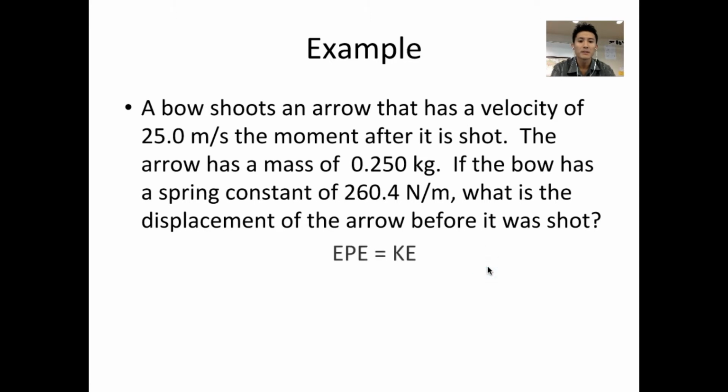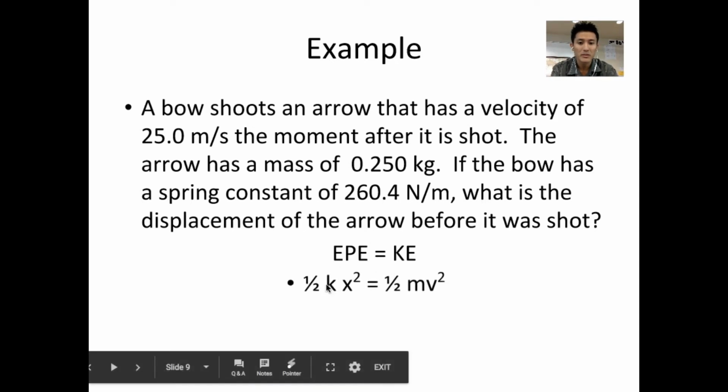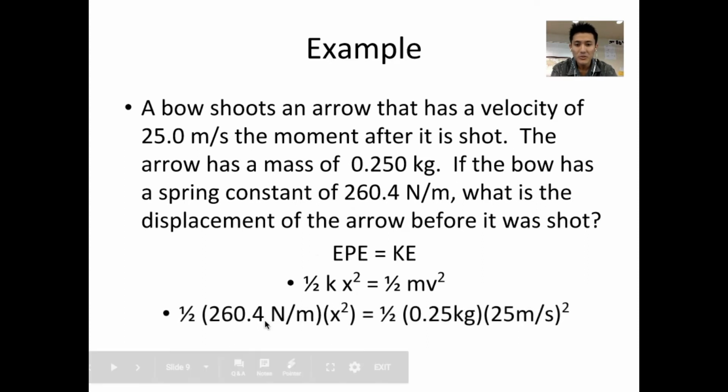And so a couple things we know. We know that initially when we drew back the arrow, that's elastic potential energy, and once we let it go, it turned into kinetic energy. That arrow moved. And so we can use this equation, right? We can replace the EPE with 1/2 kx squared, and then the KE with 1/2 mv squared. And notice we have all these variables, so we can plug them in.